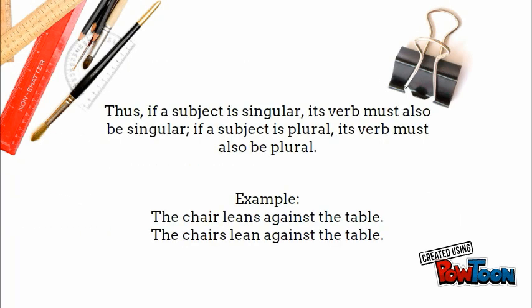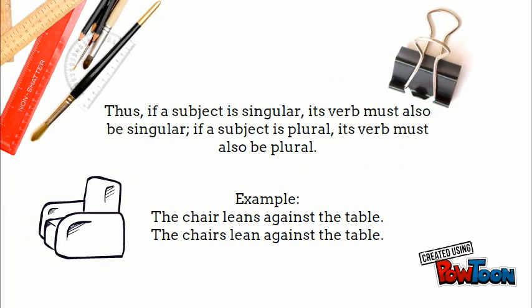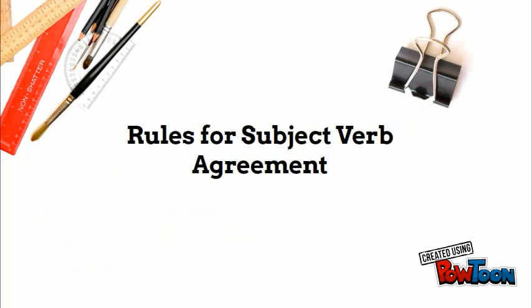Let's look at this example. The chair leans against the table and the chairs lean against the table. Notice how when the subject changes, the verb also changes as well. Next, we're going to look at rules for subject-verb agreement.